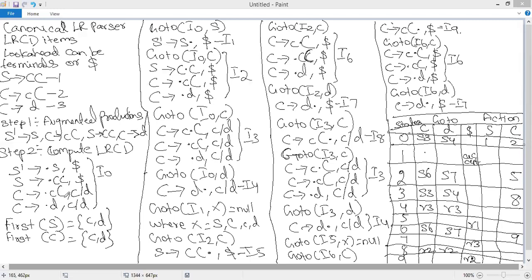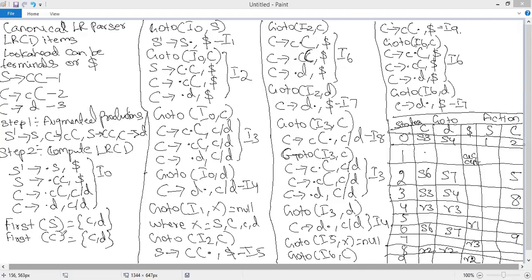Now, how to identify the look ahead symbol for this production rule? See here, what is the parent production rule for this production rule? This is the parent production rule, S tends to dot CC. Now the dot is here. Just move the dot to the next position, so now the dot will be here. After the dot, one non-terminal C is there. So now identify the first of this non-terminal C.